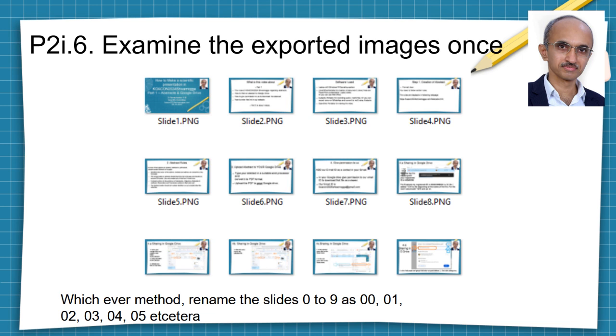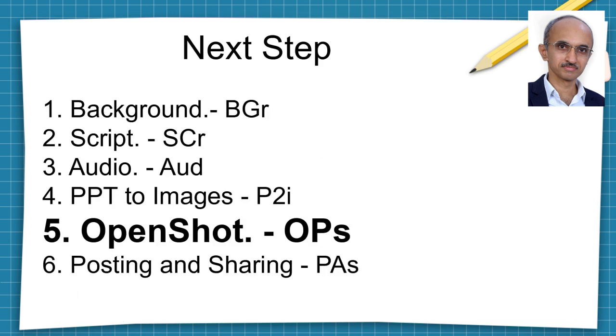At this stage, rename the image files correctly so that they sort well in the serial order. Start the first file as 00 and the next files as 01, 02, 03 and so on. Carefully look at this picture to understand. Now, you have audio and images ready. In the next step, we are going to stitch them together into a video.